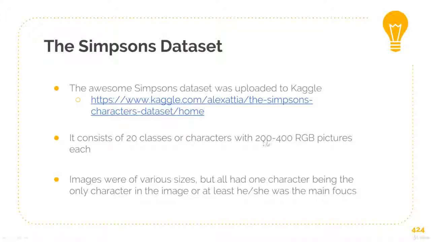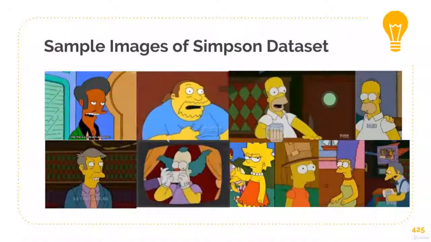And there are about 200 to 400 RGB pictures in it each, all of which are different sizes and orientations and aspect ratios. It's good to know that even though some images have multiple characters, in some of the images the main character is the focus of it. So let's take a look at some of the images here. This is what I mean, by the way. Lisa is definitely the main character here. However, there are other characters here. So that may confuse our classifier, but let's see how it performs.